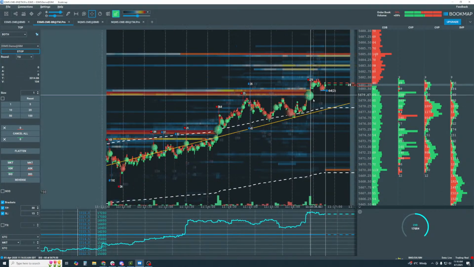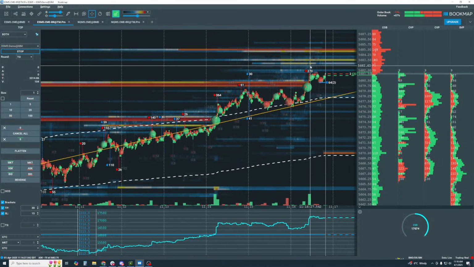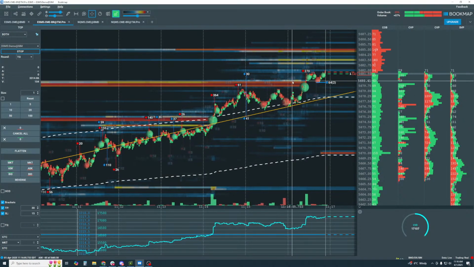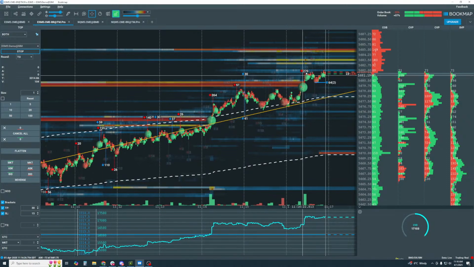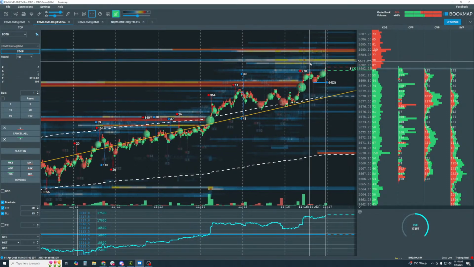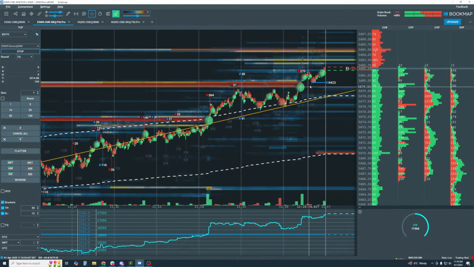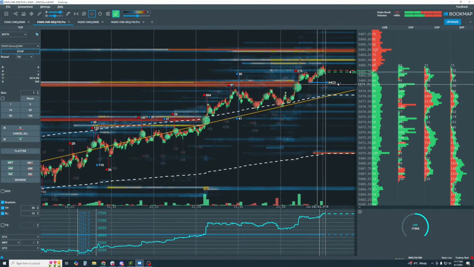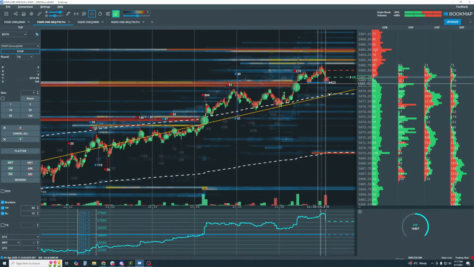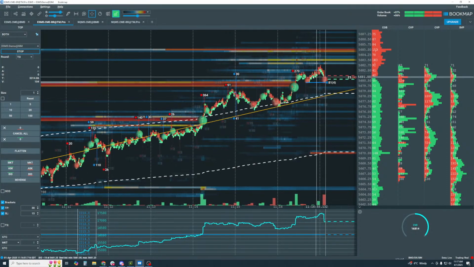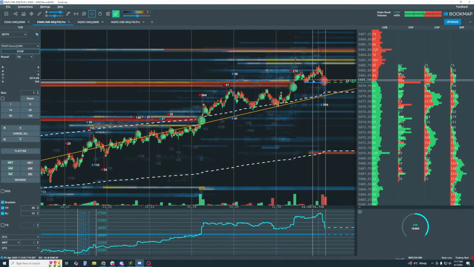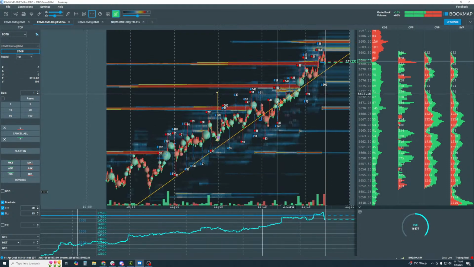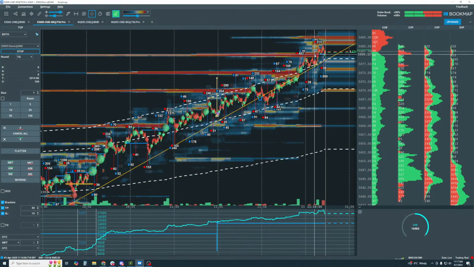All right, so now we're looking for overbought situations here, at least I'll be looking for it. We can still keep going higher, no question. Buyers may just keep buying here, but we're looking for the potential for that. We've got 2.5 standard deviations in here. We're above it. We hit high liquidity.